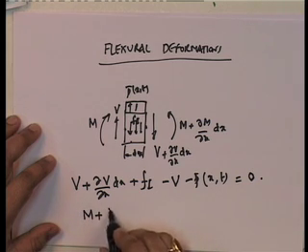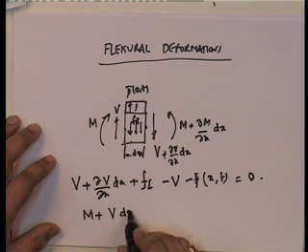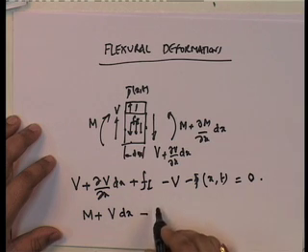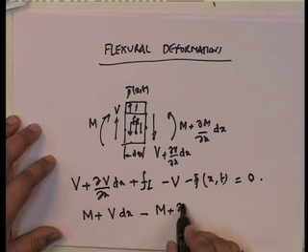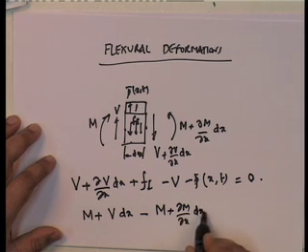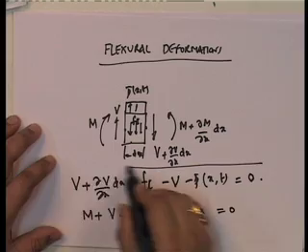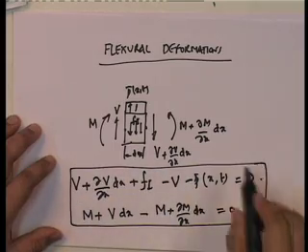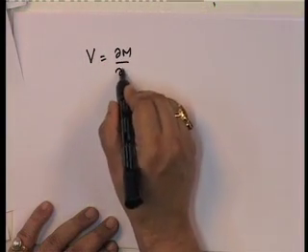m plus v dx minus m plus del m del x dx is equal to 0. So, these are the two equations that I get. Let us look at the bottom equation first. It is an easier equation to look at, and what it says is that the bottom equation, the second equation, says v is equal to dm by dx.